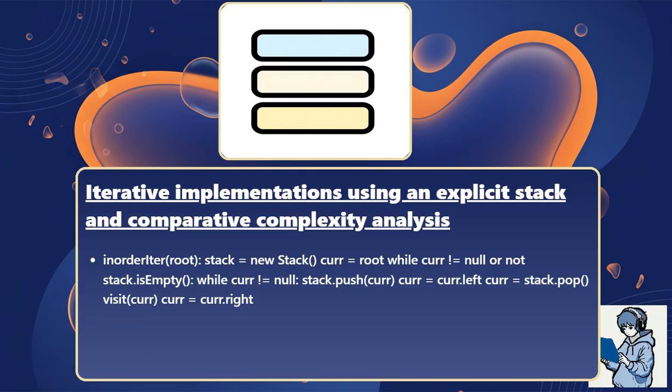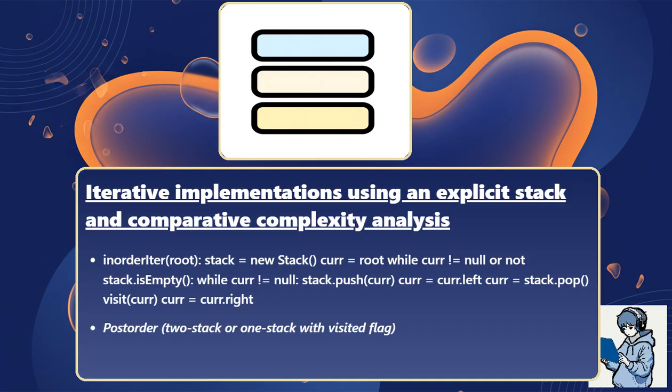Inorder with a stack. InorderIter(root): stack equals new stack, cur equals root. While cur is not null or the stack is not empty: while cur is not null, stack.push(cur), cur equals cur.left. End while. Then cur equals stack.pop, visit cur, cur equals cur.right.